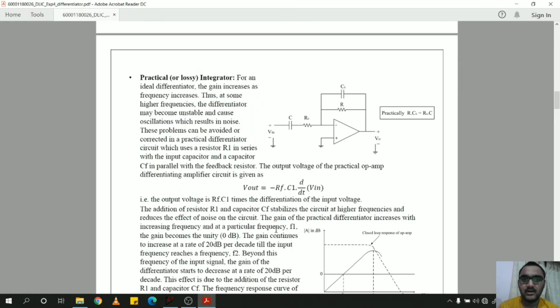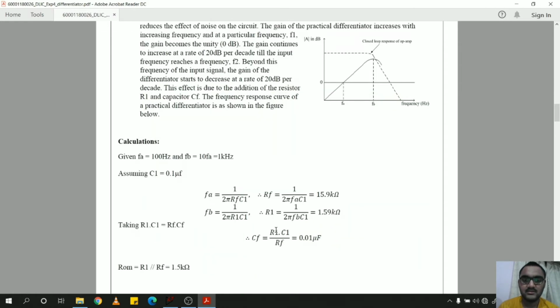So now let's calculate the value of the capacitor and resistors for our given condition. The given conditions are: our FA should be equal to 100 Hz and our FB should be equal to 10 times FA, that is 1 kHz. While designing the circuit, keep in mind that the value of the C1 capacitor should be less than or equal to 0.1 microfarad. So for my design I am keeping my value of C1 as 0.1 microfarad.